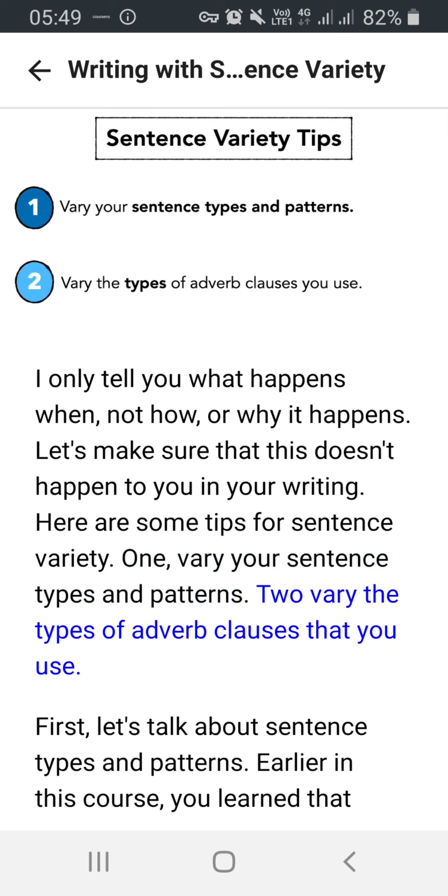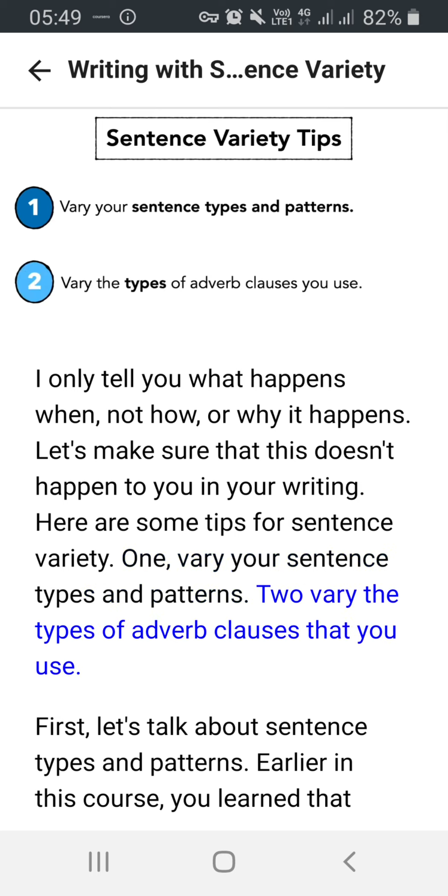Earlier in this course, you learned that there are 3 very basic types of sentences. Simple sentences have 1 subject-verb group. Compound sentences have 2 subject-verb groups joined by a comma and a coordinating conjunction, like and. Complex sentences have 2 subject-verb groups, and one of the groups begins with a subordinating conjunction like because.